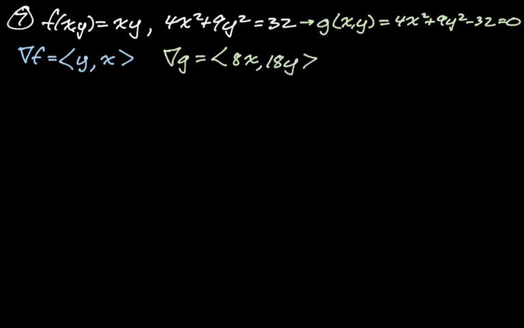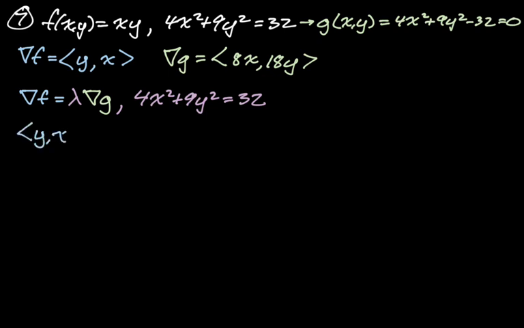Okay, and then our Lagrange multipliers equation is the gradient of f equals lambda times the gradient of g. And our constraint provides the extra equation. So we also know 4x squared plus 9y squared is 32. All right, from the lambda equation, we get two equations in three unknowns.